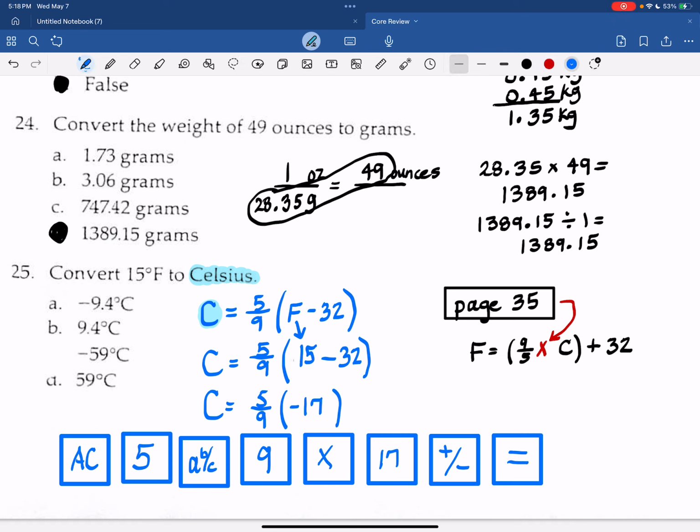And let's see what we get. I think it's negative 9 something, but I'm not sure. So all clear. 5 ABC 9 times 17 negative equals negative 9 and 4/9. So the closest I can get there is going to be A. And I have no idea where the letter C went, but that should be C. The answer is A, as in alpha.